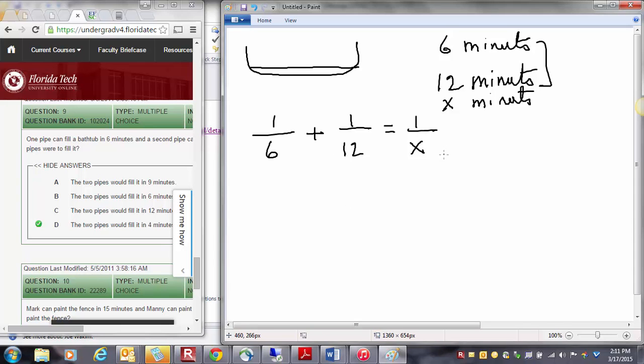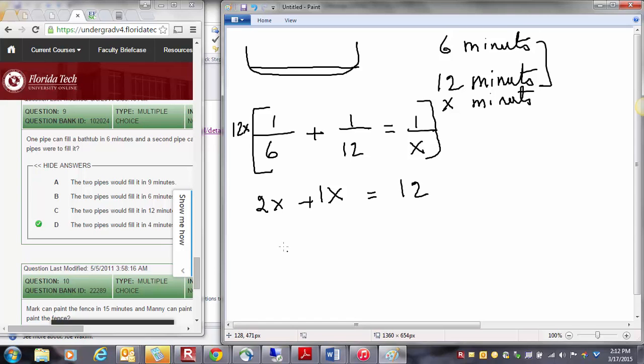Again, we multiply everything by the lowest common denominator. In this case, the lowest common denominator is 12x. It's divisible by 6, that would be 2x. It's divisible by 12, that would be x. It's divisible by x, that would be 12. So when you multiply the first, you divide 12x by 6, that's 2x, times 1, 2x. 12x times the second fraction, the 12 will cancel, x times 1 is x. 12x times 1/x, x will cancel, and we end up with 12.